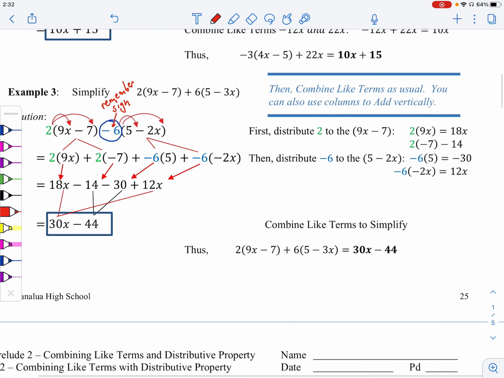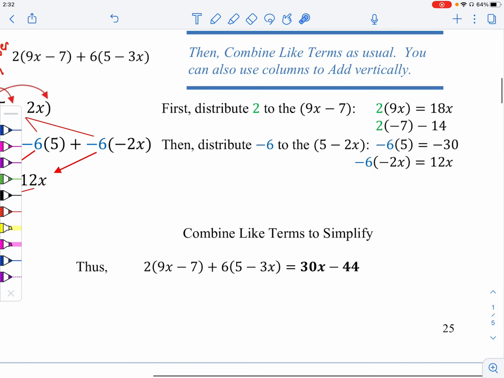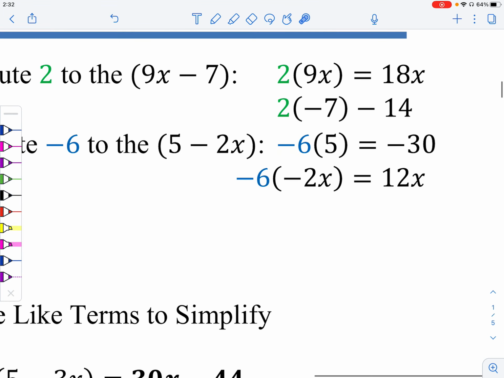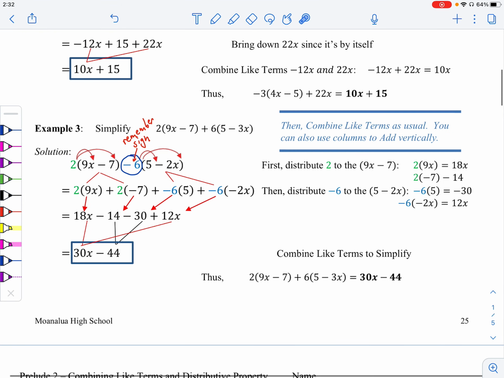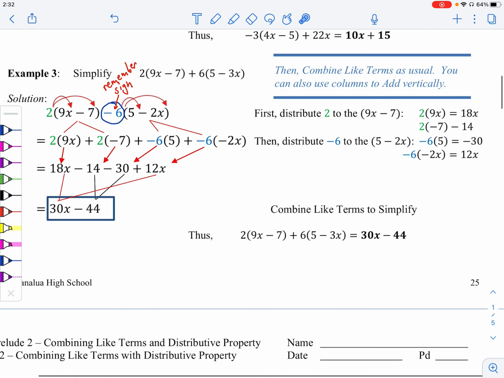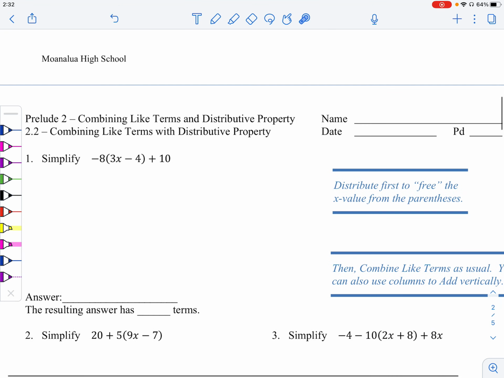So when you're distributing here, 2 times 9x, and we distribute that. 2 times 9, 18x. 2 times negative 7, negative 14. Then we go to the next one, negative 6 to this. Negative 6 times 5, negative 30. Negative 6 times negative 2 is positive 12x. And then we can combine like terms by setting up our columns vertically. Okay, so let's do examples for those.